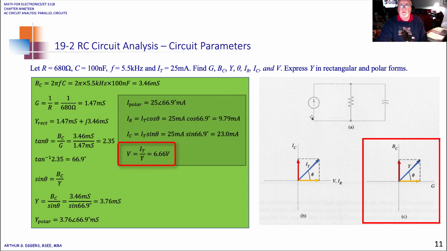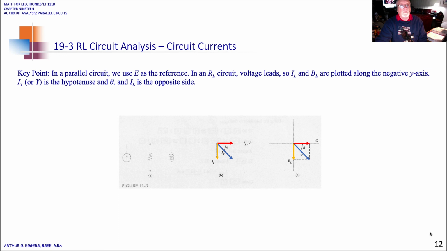You'll notice over here in the representation, we've got this little arrow inside of a circle. That's the representation for a current source. We've seen in others the representation for a voltage source. So that current source actually has a voltage value of 6.66 volts. So with that, we will come back and look at circuit currents in the next section.